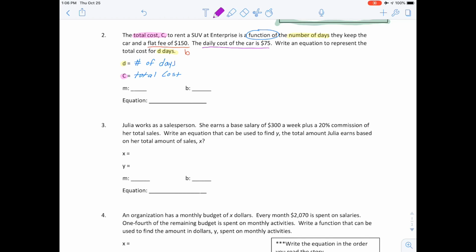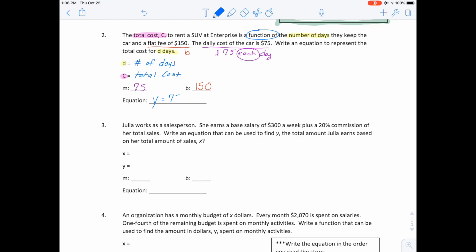So you could rewrite this as $75 each day, even though it doesn't actually say that. It basically is saying that just in a different form. All right, so now the flat fee is going to be your y-intercept, so that's $150 here. And then 75 is the cost for every day. That's going to be our slope. So now that we have M and B, we can write our equation.